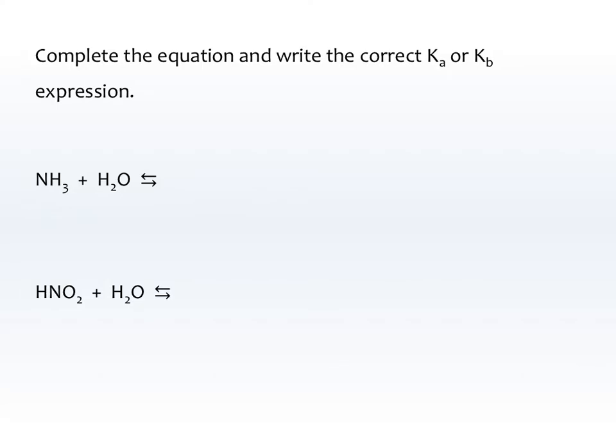First, we're going to complete the equation and write the correct Ka or Kb expression. These equations at this point should be becoming familiar to you. HNO2 is H3O plus and NO2 minus. You should be able to do these equations very, very quickly without a whole lot of thought. So what's new here is the equilibrium constant expression, that's the K.